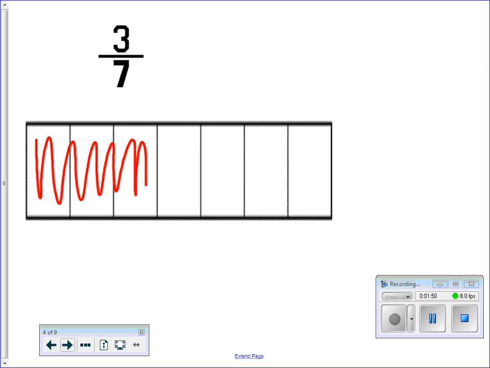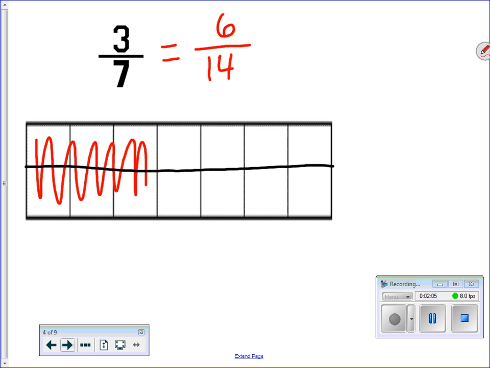Now what if I take this stick here and I cut it in half? Like that. How many pieces do I have now? Well, I have 14, right? And how many pieces do I have shaded in? I have 6. So I know 6 over 14 is equal to 3 7s. And I can cut this stick up into more pieces too and find other equivalent fractions to 3 7s.